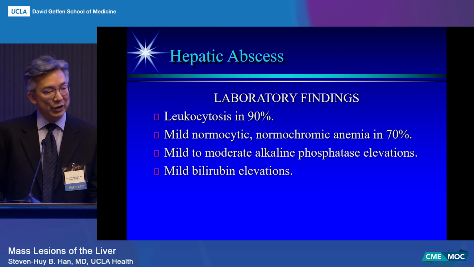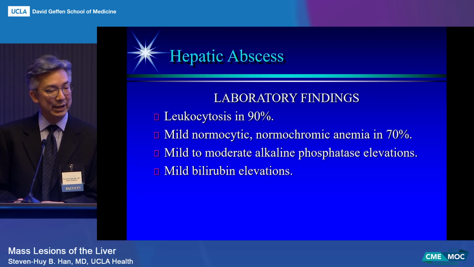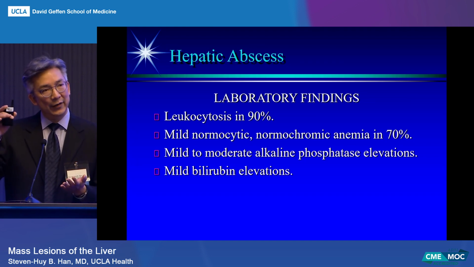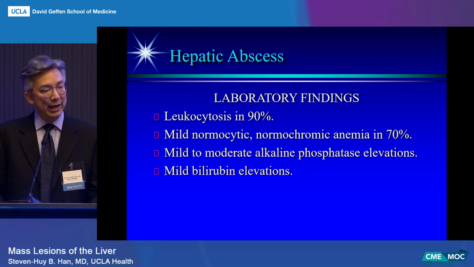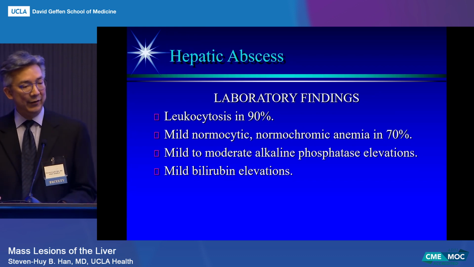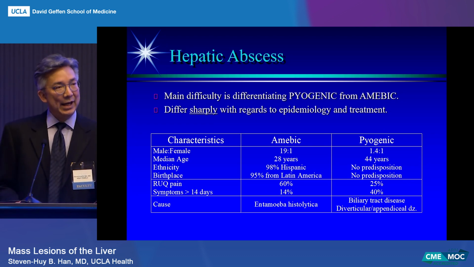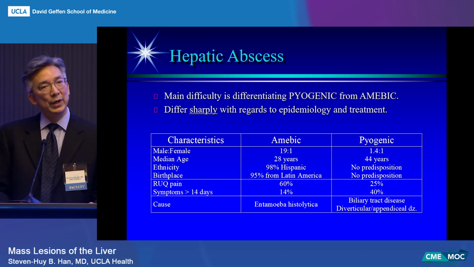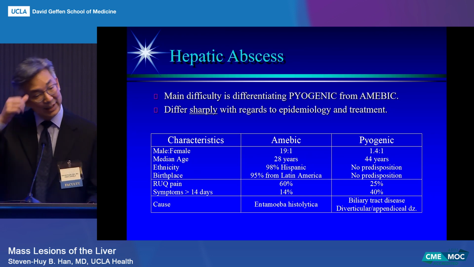And it's an infection, so you would expect to find leukocytosis, probably an anemia of chronic disease, some mild jaundice, alkaline phosphatase elevations because it's infiltrating the liver. But a lot of these findings are just basically nonspecific for an infectious process. But if you have a hepatic abscess, the main issue with a hepatic abscess is to determine whether you're dealing with an amoebic abscess or a pyogenic abscess.